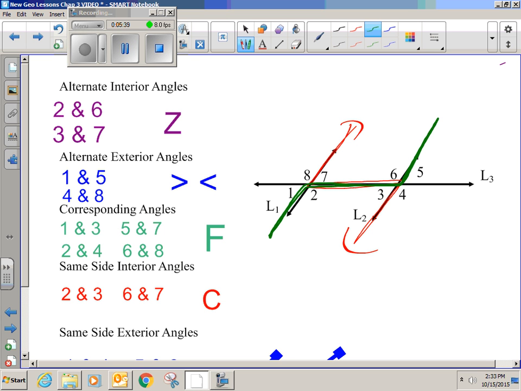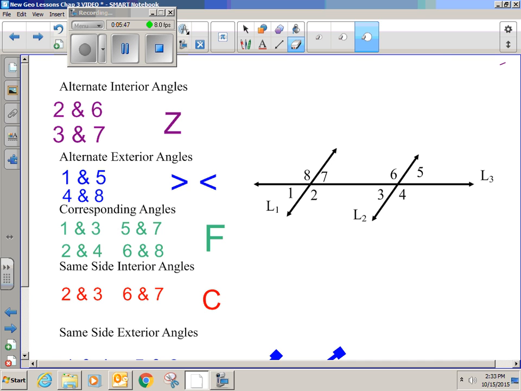Alternate interior angles. We then got alternate exterior angles, which in this case could be angles 4 and 8.